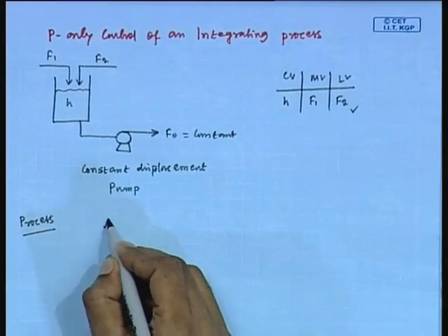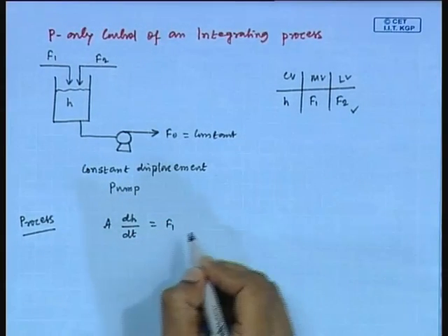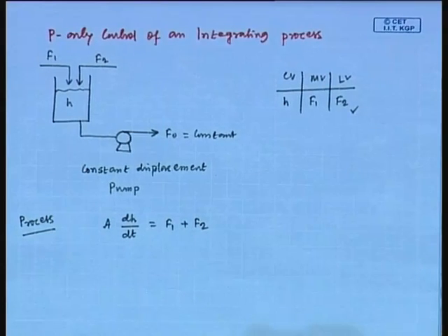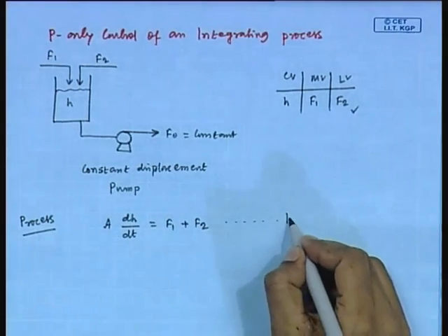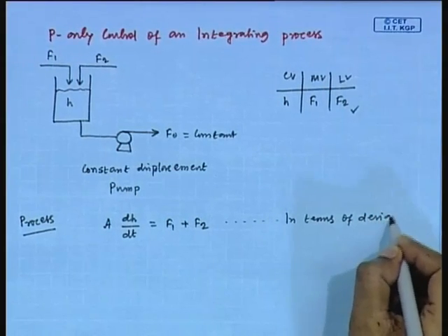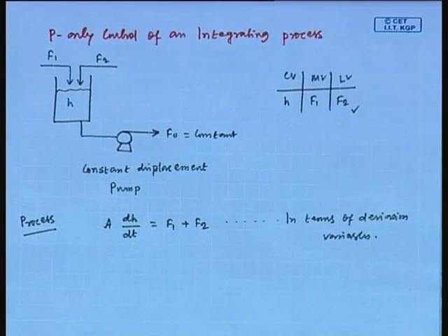Performing mass balance, we can write for the example system as A dH/dt equals F1 plus F2. All these variables are deviation variables. So, this equation is written in terms of deviation variables, and therefore, there is no F naught term, fine. To represent the deviation variable, we are not using superscript prime.